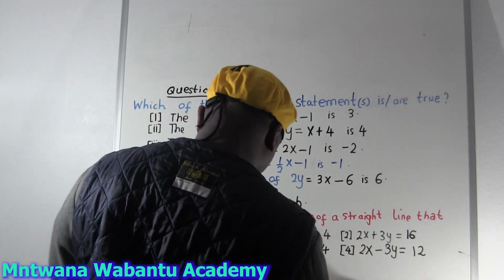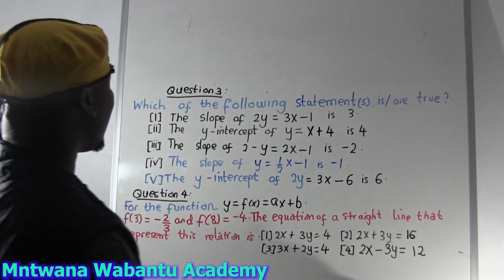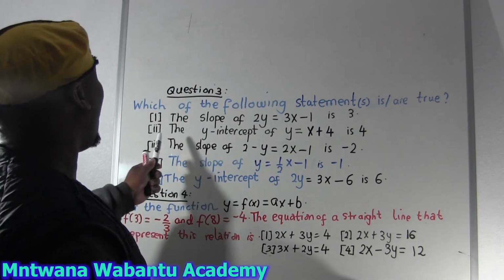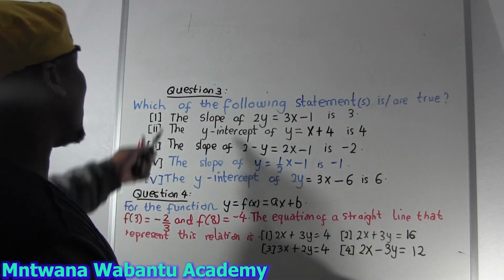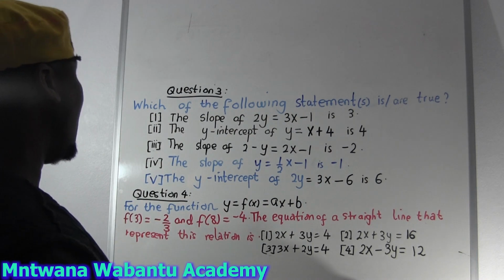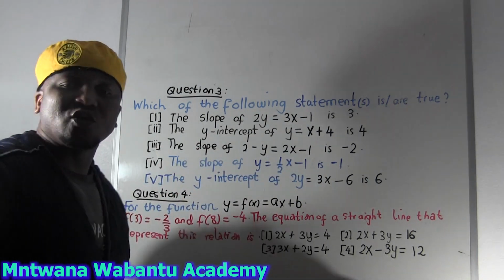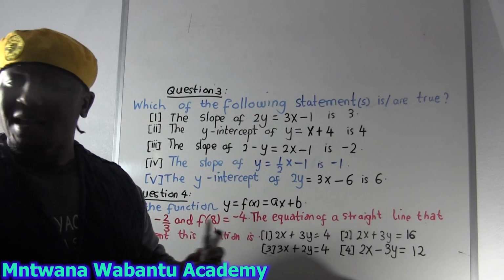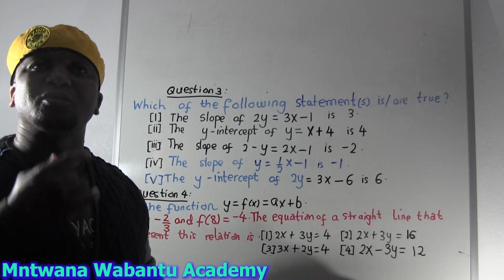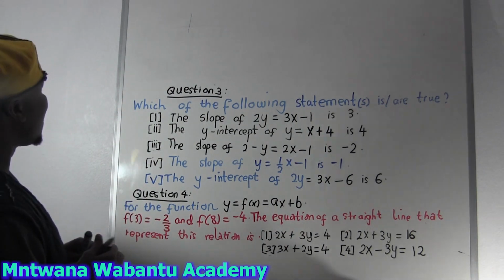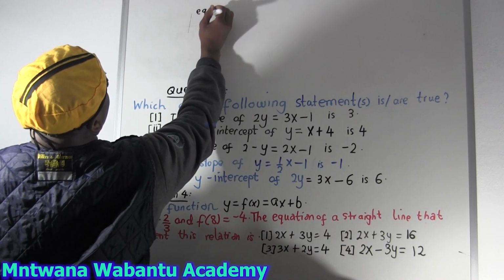So question number 2 is easier. We have to pick which of the following statements is true. The slope, the intercept. So this question is more about the slope and intercepts, okay? So now let me explain to you about the slope and the intercept. This is more a question of a line, the equation of a line.